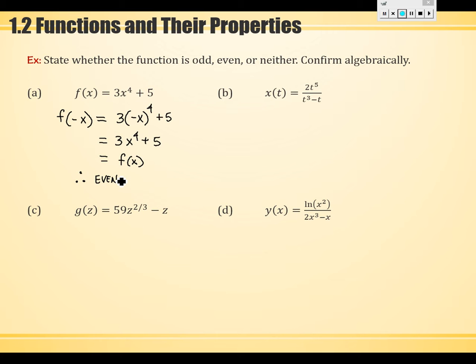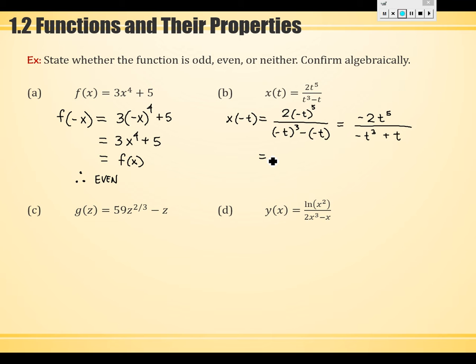So what do you think about this one? Do you have any intuition on this one? Let's see what happens. Is this one even? Is it odd? It could also be neither, right? Notice I'm just putting negative t everywhere a t is, carefully. Now, what happens when we take negative t to the 5th power? We get an odd number of copies of t, so we get negative t to the 5th over negative, and the same kind of thing happens down here too, right?